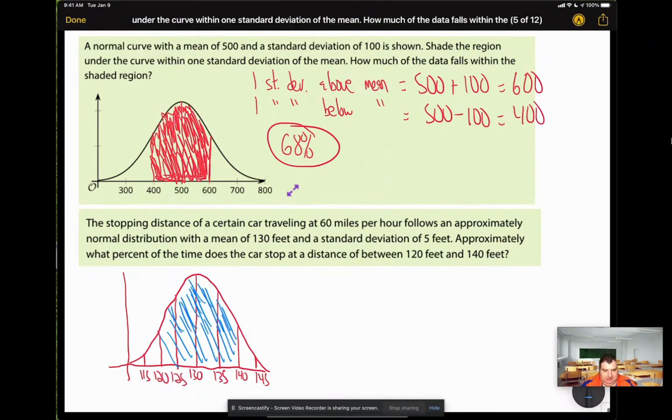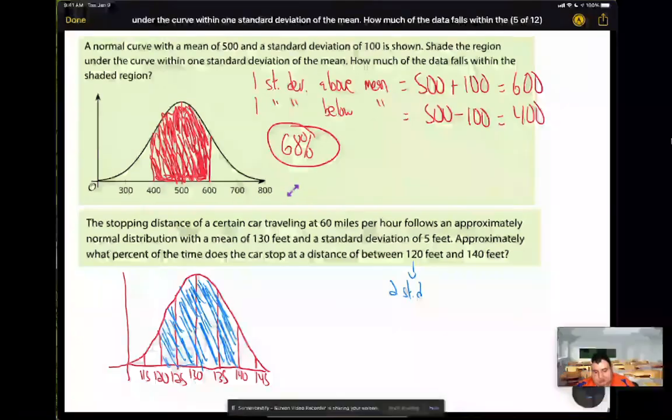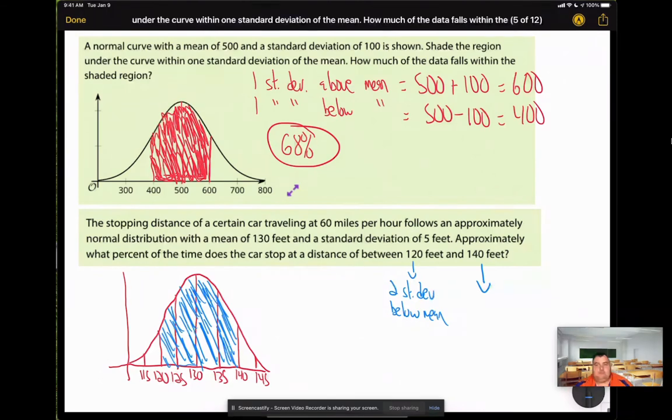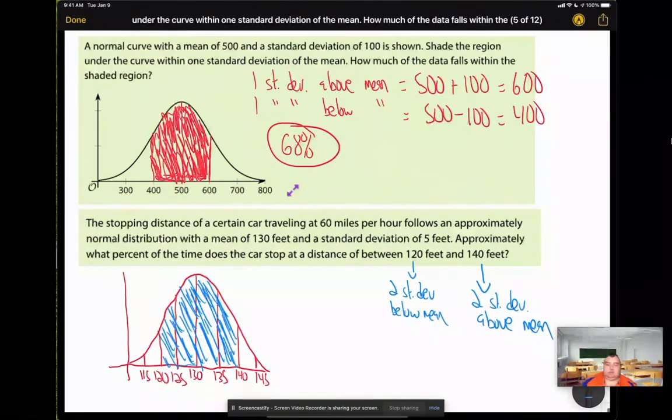So that's this range right here, between 120 and 140. 120, remember, is 2 standard deviations below the mean. And 140 feet is 2 standard deviations above the mean. So anything in that range is within 2 standard deviations of the mean. So really what they're asking is, what percent is within 2 standard deviations of the mean?